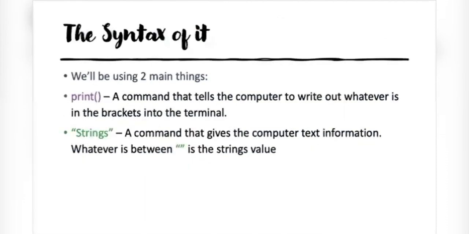We're using two main statements. Print, which is a command or function that tells the computer to write out whatever is in the brackets into the terminal. And we're going to be using a string, which is a data type that gives the computer text information. Whatever is between the quotes is the string's value.